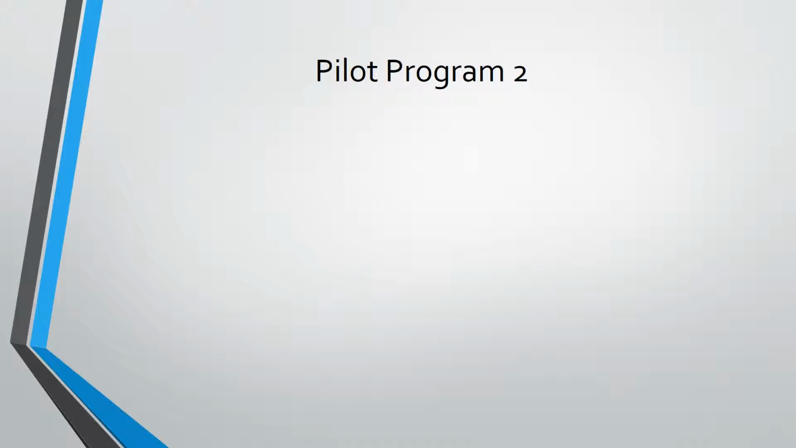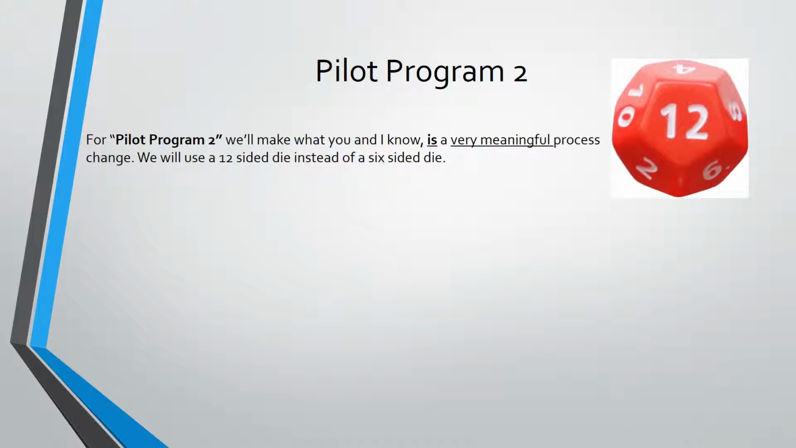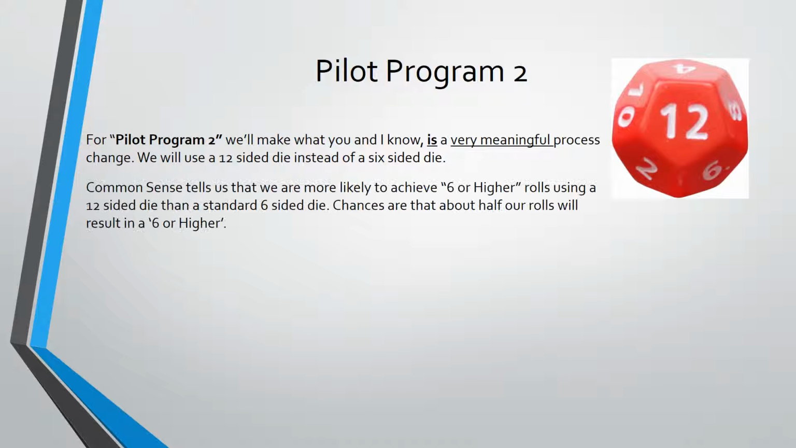So on to pilot program number 2. This time we're going to make what you and I know is a very meaningful process change, because we're going to use a 12-sided die instead of a 6-sided die. And remember, anything higher than a 6 is a passing grade. So common sense tells us we're more likely to get a 6 or higher using a 12-sided die. Chances are about half the rolls will be 6 or higher, because there's only 12 options.